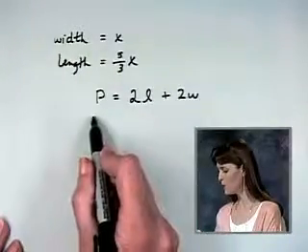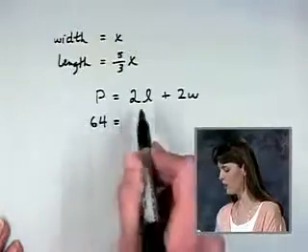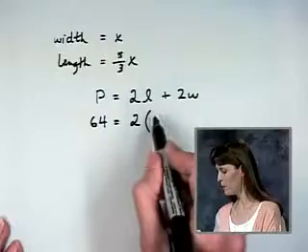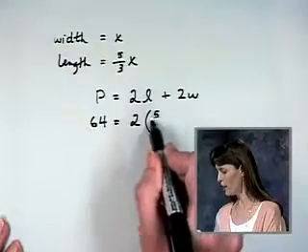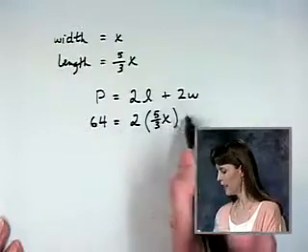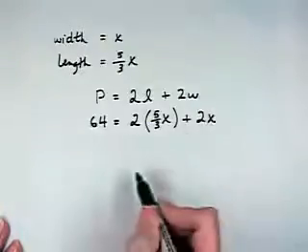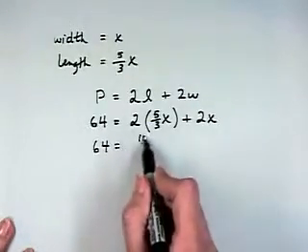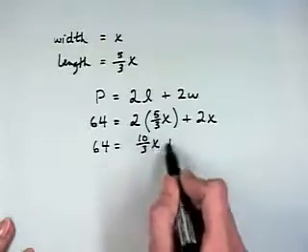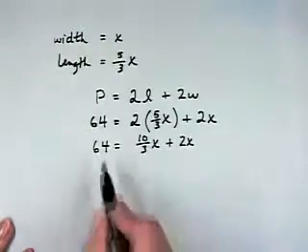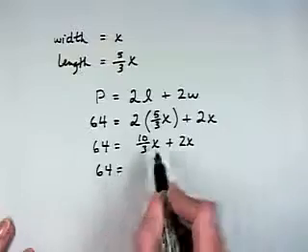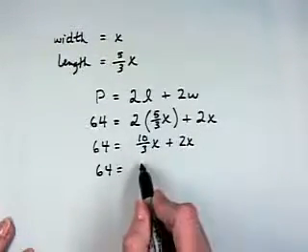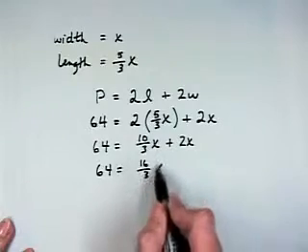We can substitute for P as 64, and for L, we're using the setup that we have at the top of the screen, 5/3 x. And for W, we chose the variable x. Now, simplifying, 64 equals 10/3 x plus 2x. 64 is going to equal 10/3 plus 2, which is the same as 6/3. So what we have is 16/3 x.